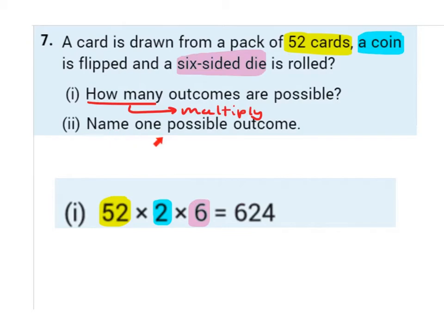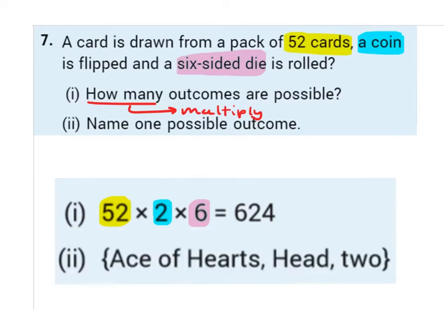Part 2. Name one possible outcome. So there's 624 different possible outcomes that you could come up with, but one possible outcome is choosing the ace of hearts out of the cards, landing on heads for the coin, and landing on 2 for the die. So remember, there's 624 altogether that you can come up with. This is just one possible outcome.